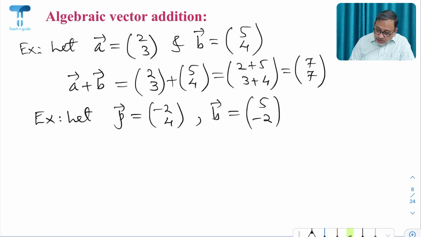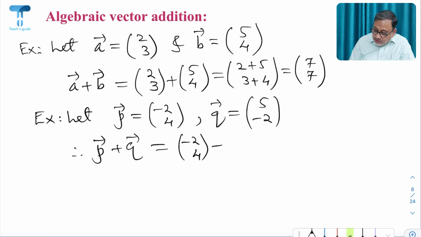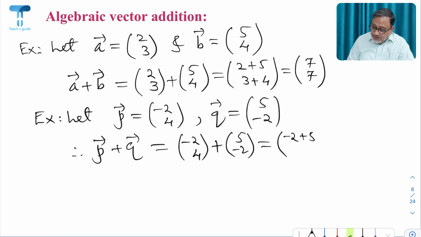Now, I should use p and q. Therefore p plus q is equal to (minus 2, 4) plus (5, minus 2). So I have to add the respective components: minus 2 plus 5 and 4 minus 2.